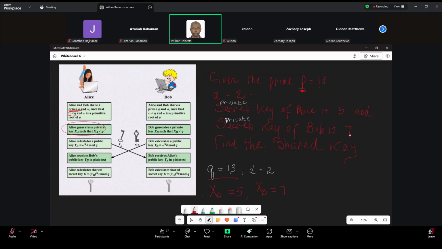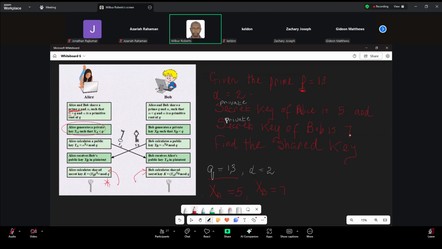If it's a shared secret key, anyone you work out should give you the same thing. What you work out here is the shared secret key of Alice, and this here is the shared secret key of Bob. That's the same key that they share. So any one of those formulas you use, you should be able to get the same answer, right? Good. So let us use the one by Alice.